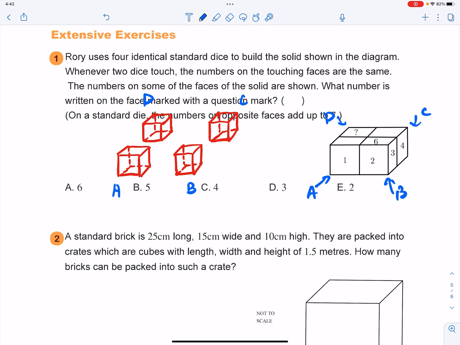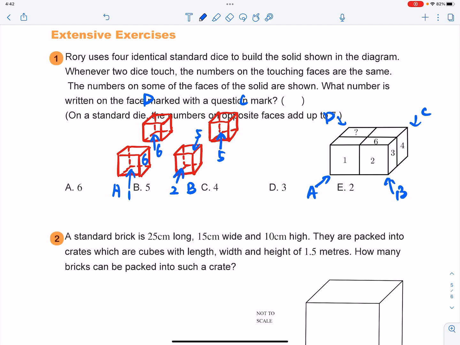Because, you see, as for this dice A, the front face is 1, that means the back face must be 6. And because we know that the touching faces are always the same, this one is also 6, for dice D, the front face. So, let's say, as for dice B, the front face is 2, and that means the back face is 5. Okay, and the front face of the C will be 5 as well, because they touch each other.